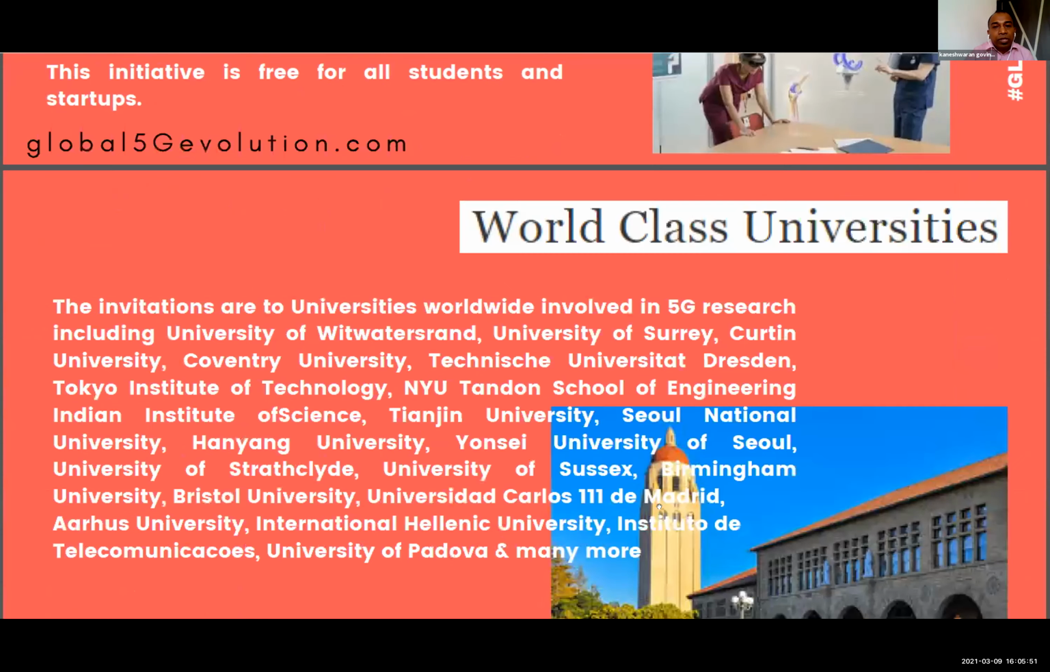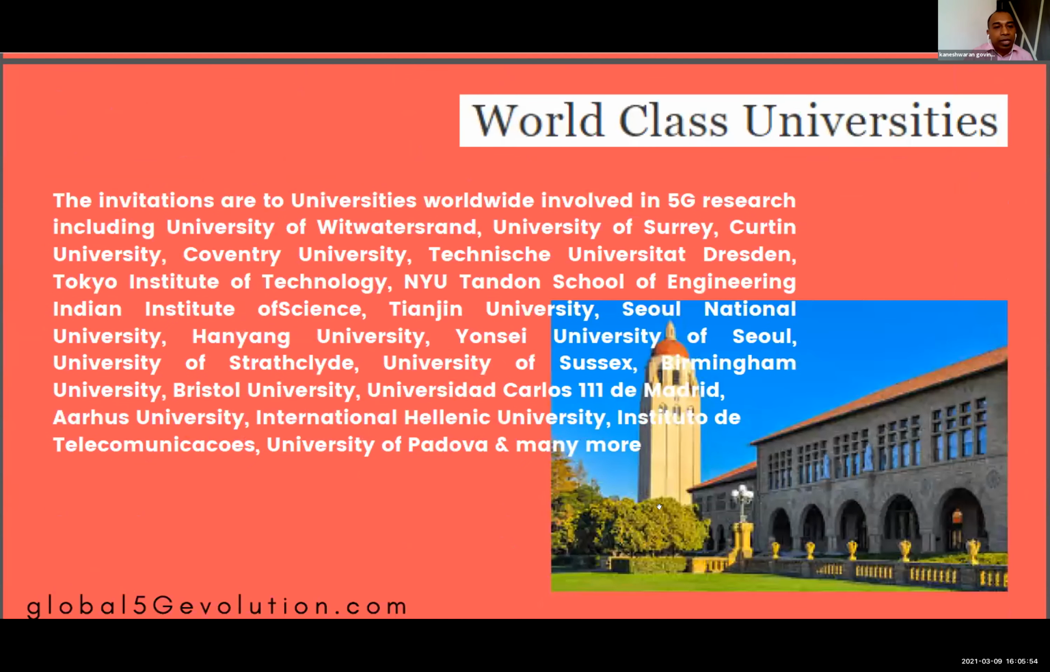And some of the main universities that we are welcoming are, as you can see on these slides here, University of Surrey, Curtin University, Coventry, from Germany, Tokyo Institute of Technology, NYU Tandon. We have approached all these universities, and we already have about 15 advisors from these universities who will be the judges on April 20th, so that they can evaluate the most innovative idea that no one has ever thought about, or commercialized, or even test piloted.